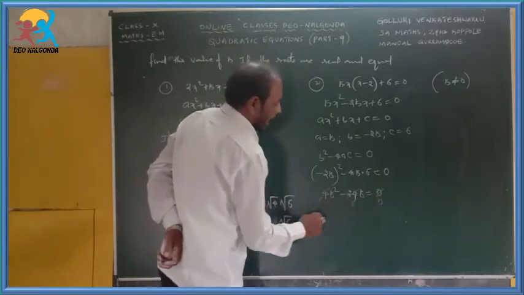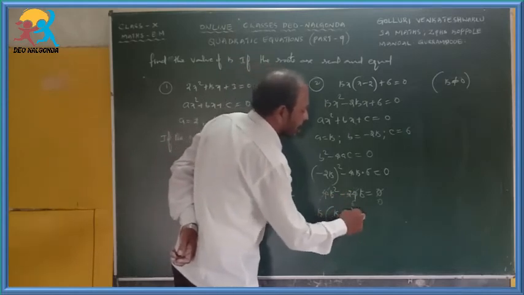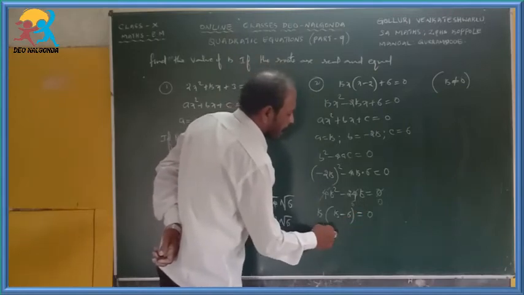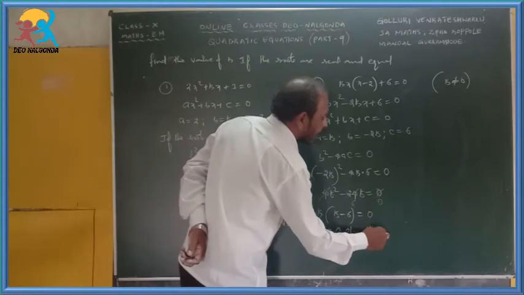If k is taken as common, k into k minus 6 is equal to 0. Whereas k is equal to 0 or k is equal to 6.